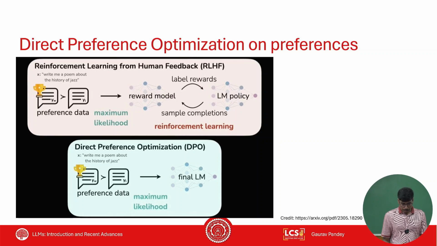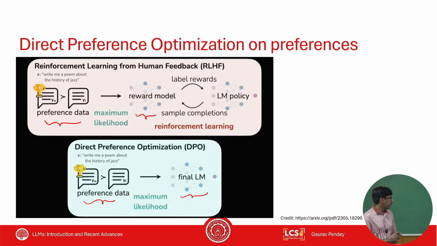PPO RLHF, the standard RLHF process that uses policy gradient, collects preference data either from humans or using an AI, trains a reward model, and finally trains a policy using that reward model. And what DPO is trying to achieve is that given preference data, you directly train your policy. Don't have this intermediate step of reward model. That's all it's trying to achieve. Same as the previous slide in the form of a figure.